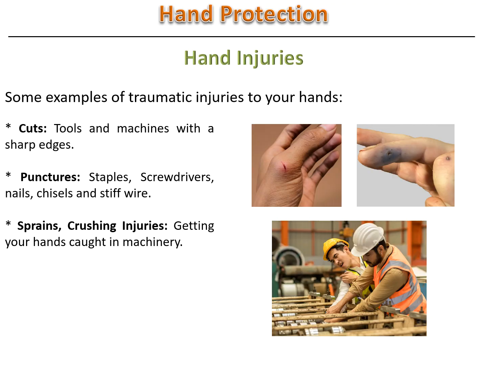Some examples of traumatic injuries to your hands: cuts, from tools and machines with sharp edges; punctures, from staples, screwdrivers, nails, chisels and stiff wire; sprains; and crushing injuries, from getting your hands caught in machinery.